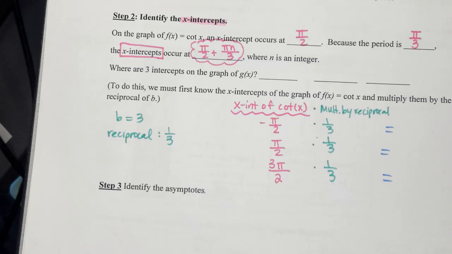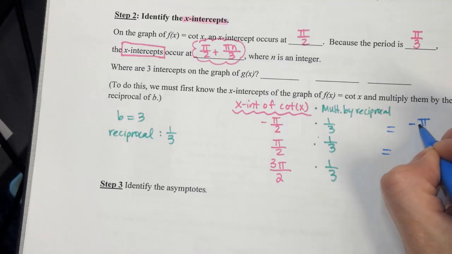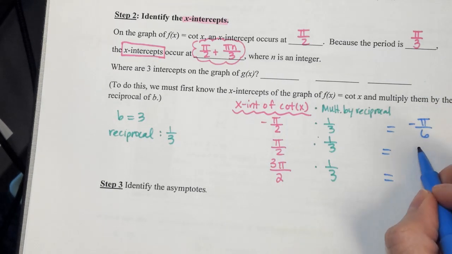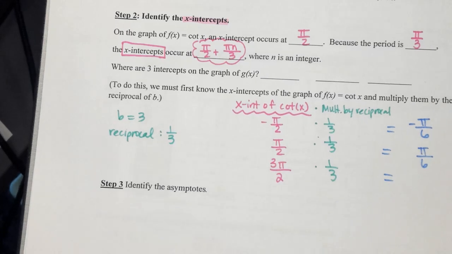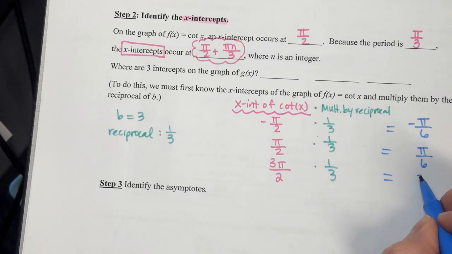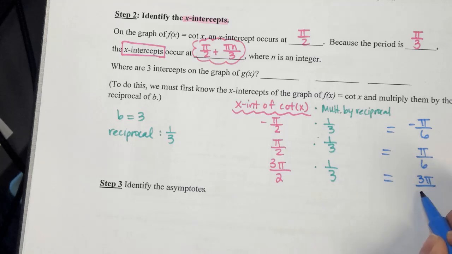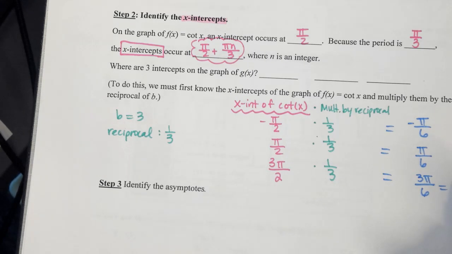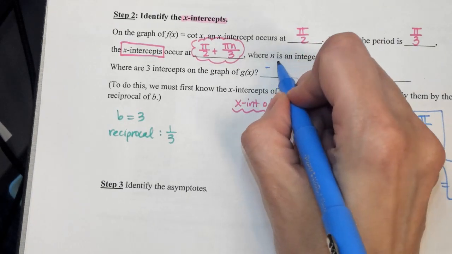All right, so we just multiply straight across. So this would be negative pi over 6. Pi times 1 is pi. 2 times 3 is 6. 3 pi times 1 is 3 pi. 2 times 3 is 6, but that can reduce: 3 pi over 6 is pi over 2. Okay, so these are the 3 we're going to put on our graph.